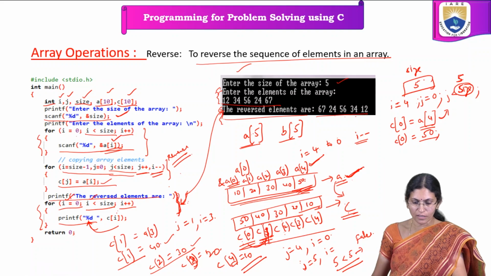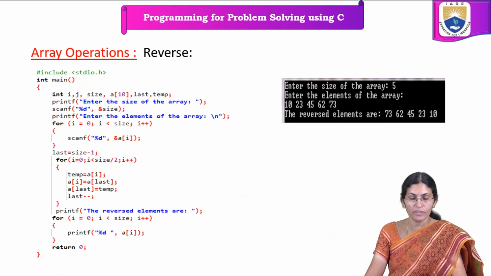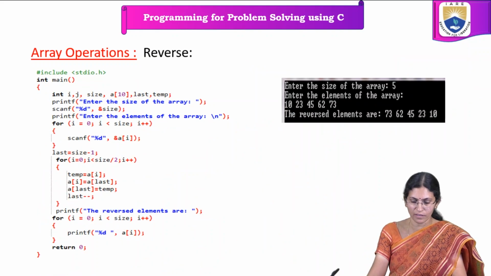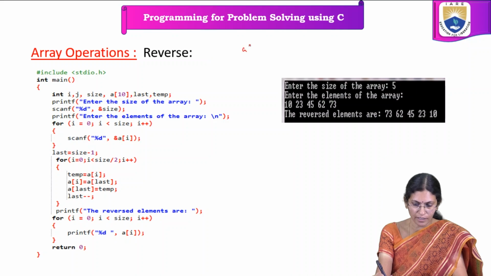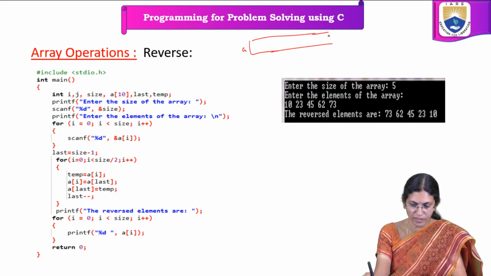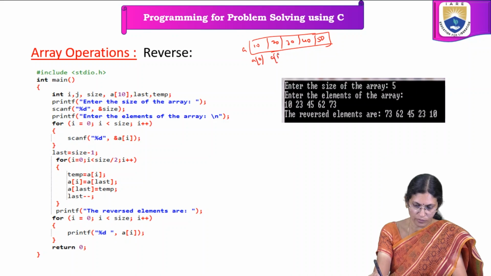Next, we will see another method to reverse the elements of the array by using the same array. So this is another method. Suppose we have an array A. In this same example we will take 5 elements: 10, 20, 30, 40 and 50. This is A of 0, this is A of 1, A of 2, A of 3 and the last one is A of 4.